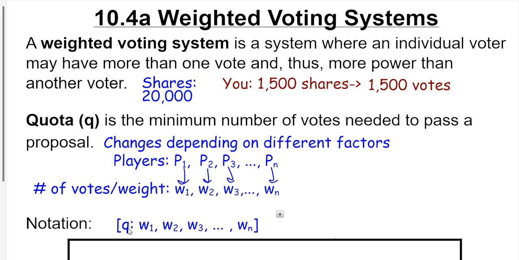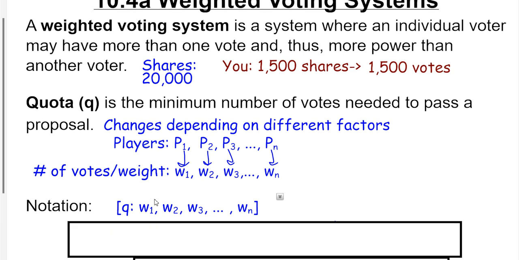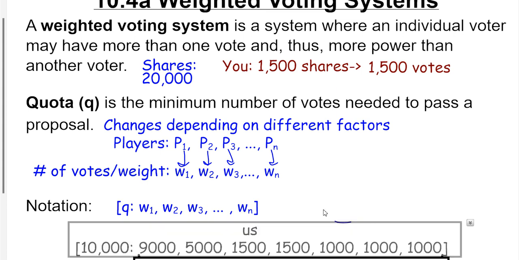In the hard brackets, the first number is how many votes are needed to pass. It's the quota. Then the largest number of shares is first, then the second largest number of weights second, and so on. It keeps going down. So the first one is considered player 1, the second one player 2, and so on.